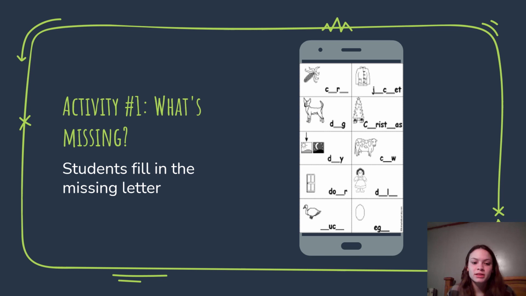One activity that could be used is what's missing. So students fill in the missing letter on worksheets like this, or you can write it out on the board and then have one missing letter, and then the student is expected to fill in this letter. And obviously the words will differ based on how complex the level of learning is for that specific classroom, but these are just some examples.